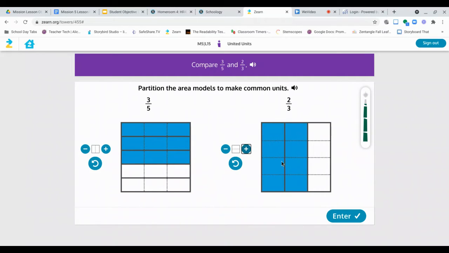Split again, 1, 2, 3, 4. Split it again, 1, 2, 3, 4, 5. I split it into 5 rows. Now, what this should do, and we're going to check here, this should give us the same denominator. Okay, now we should have the same number of units in each one.